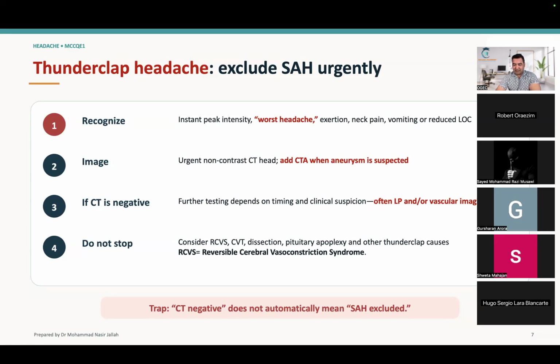They may give you a case of subarachnoid hemorrhage, then they give you in the same scenario that the CT scan is negative. If the CT scan is negative, you're like, okay, this is not subarachnoid hemorrhage, so this is definitely meningitis. I have to put the diagnosis of meningitis. Or what is your next best step? Meningitis? No, I have to do the LP. Okay.